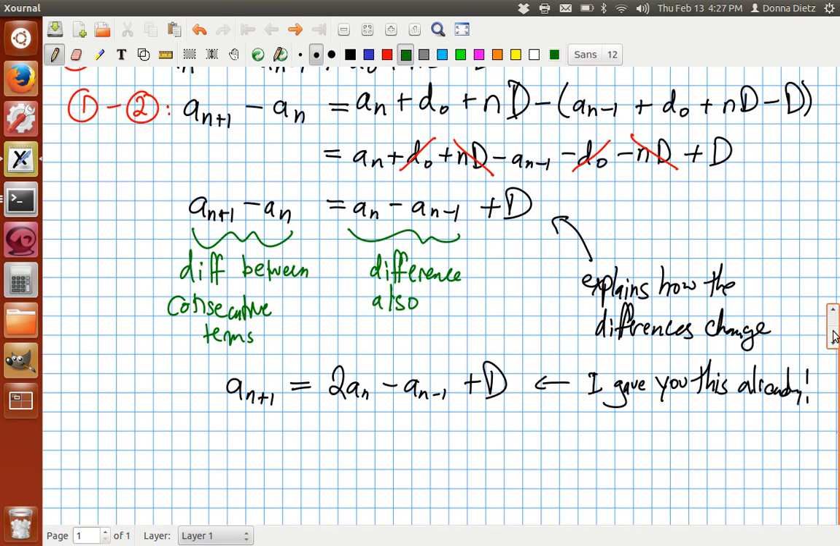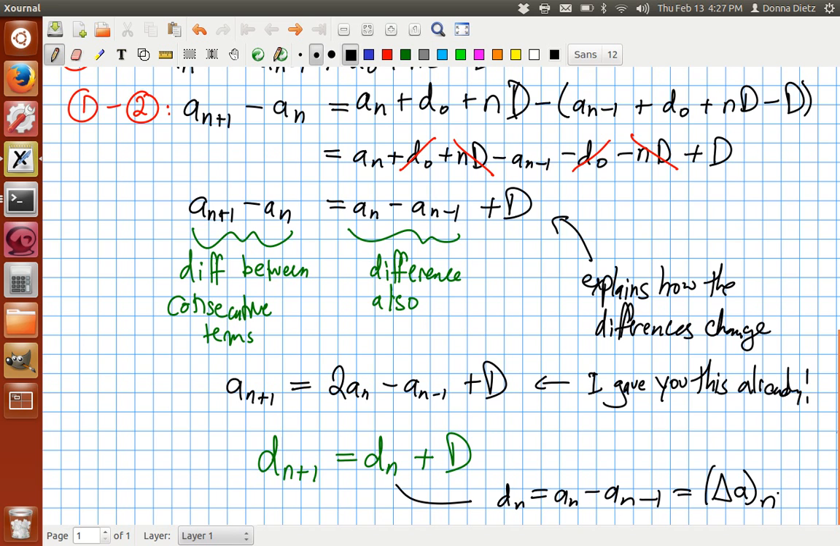We should name them something. We should say something like d_{n+1} = d_n + D, where d_n is a_n - a_{n-1}, which are those differences. I also sometimes use this notation here. So what this is telling us is that the differences indeed follow an arithmetic sequence, just as we had claimed. So that's something that's very generally true.